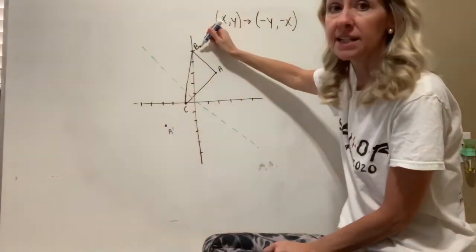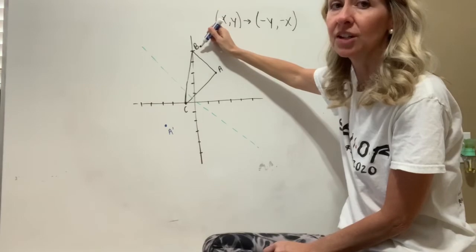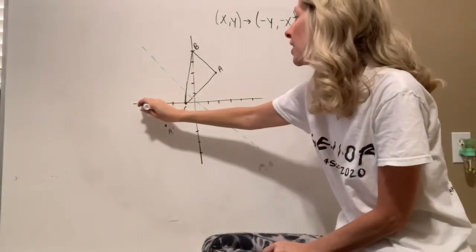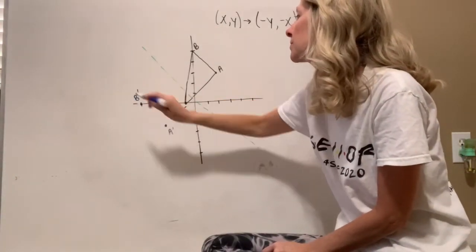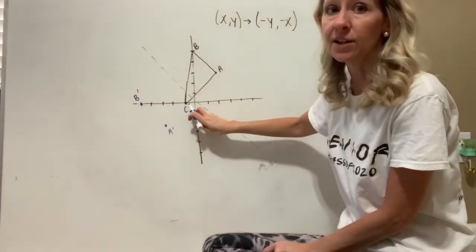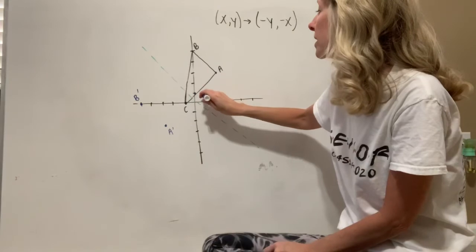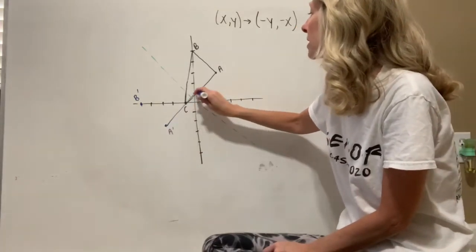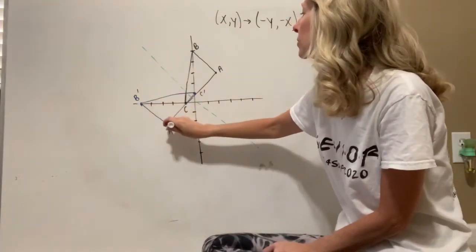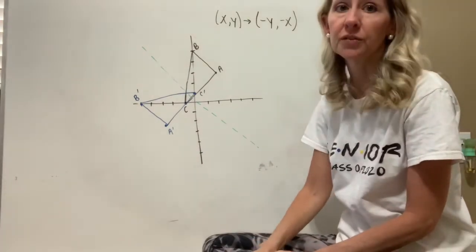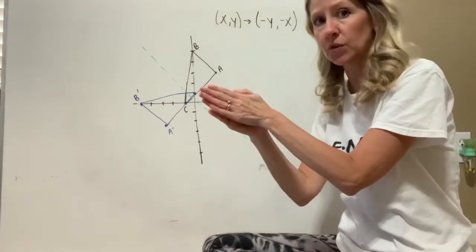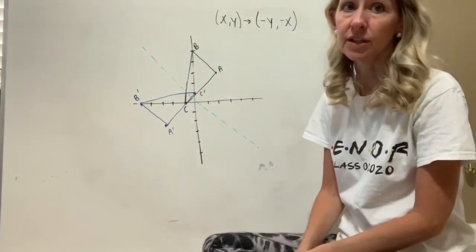This was the point 0, 5. So when you flip it and change the signs, it would be negative 5, 0. And then C was negative 1, 0. So when you flip it and change the signs, it would be 0, 1. And so when you connect, that's how the reflection is going to look. So again, if you folded it on the green, that's how you get that reflection.